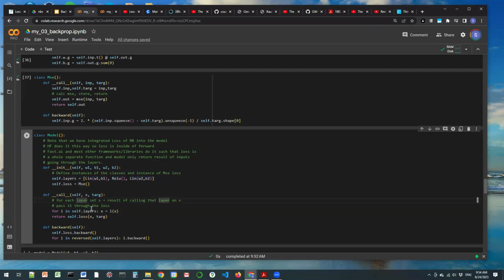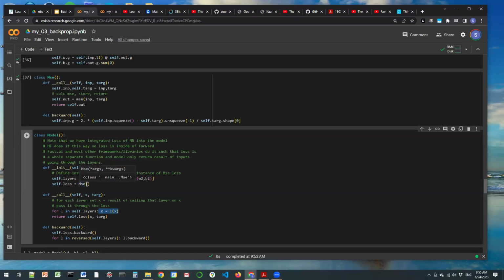In the call, what we do is, for each layer in our list of layers, make the output the function call of X. So what do we do when we write this line of code? What we are saying is take X, pass it to the first linear layer, W1, the output that comes out, pass that to ReLU, the output that comes out, pass it to linear, the output that comes out of here, pass it through the loss and give it the target.